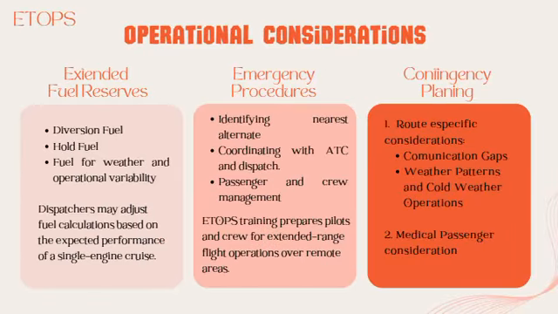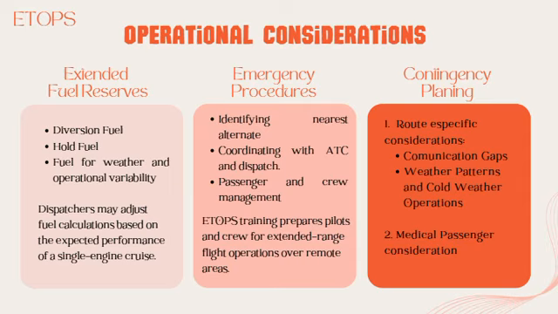We also have some operational considerations. First, extended fuel reserves. ETOPS regulations require additional fuel reserves to account for potential diversions. These reserves include the diversion fuel. This fuel is to fly to the most distant alternate airport in the event of an engine failure or another emergency. Then the hold fuel.